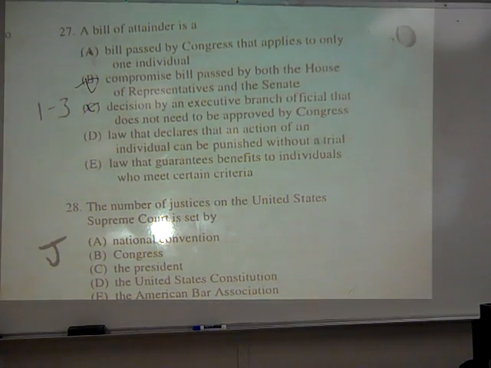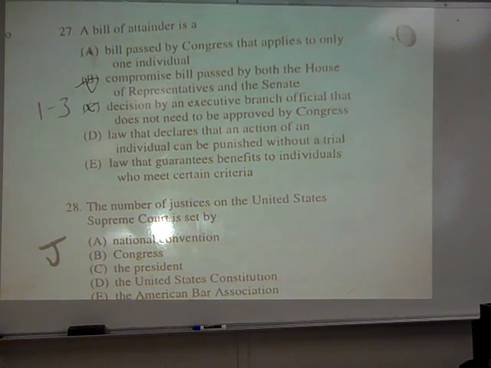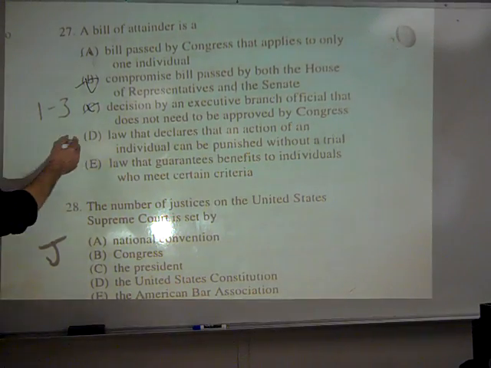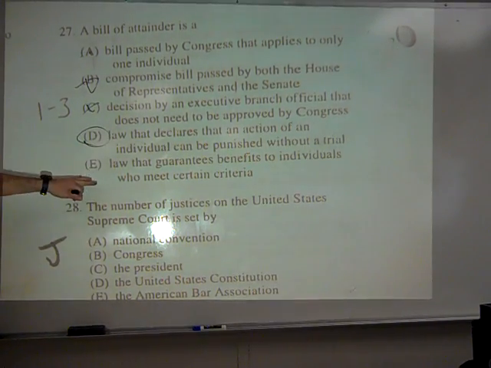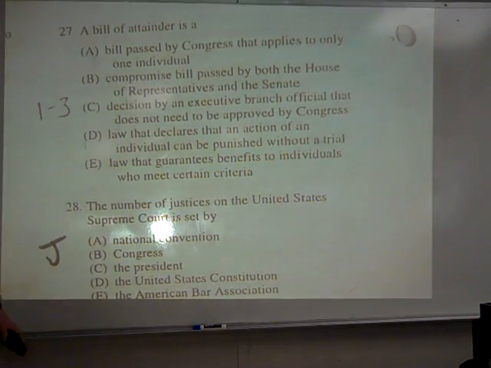A law that declares that an action of an individual can be punished without a trial. That is a bill of attainder. That is a bill of attainder that says, this is a special crime that we don't have a trial if you do that. You don't get due process for that. So I like that. And then, I don't like bills of attainder, but that's the answer. Law that guarantees benefits to individuals who meet certain criteria. Okay?